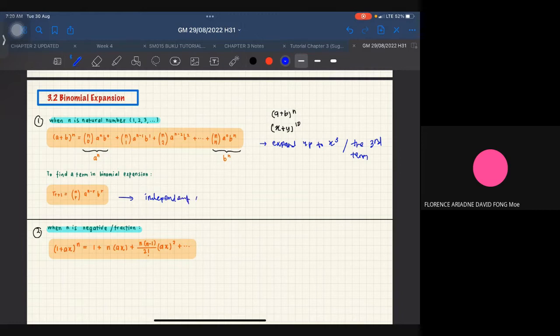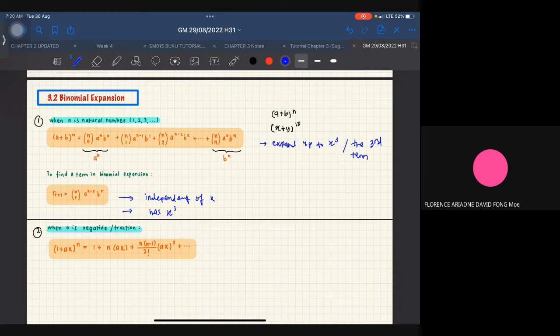Independent of x. Contoh, ataupun dia tanya find the term which has x square. Contohnya x cube lah. Okay, so dia nak kita cari a specific term dalam kita punya binomial expansion tu.